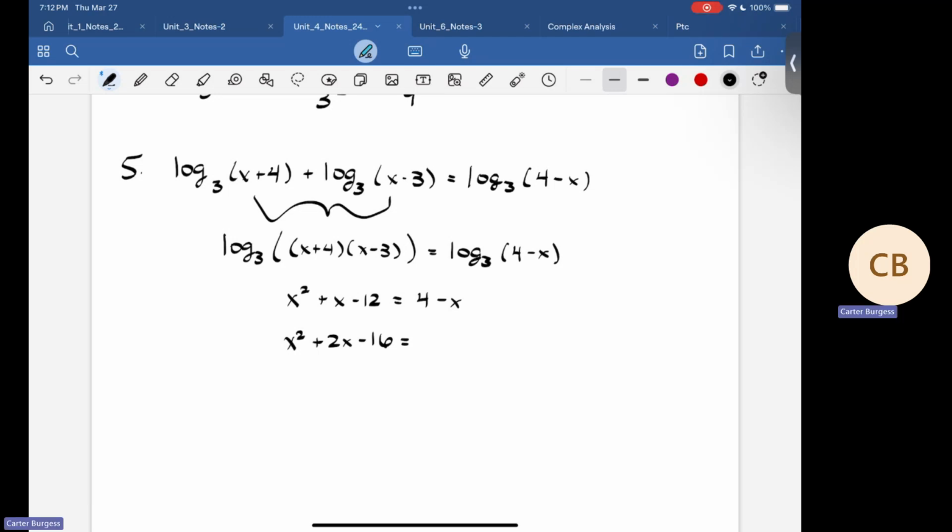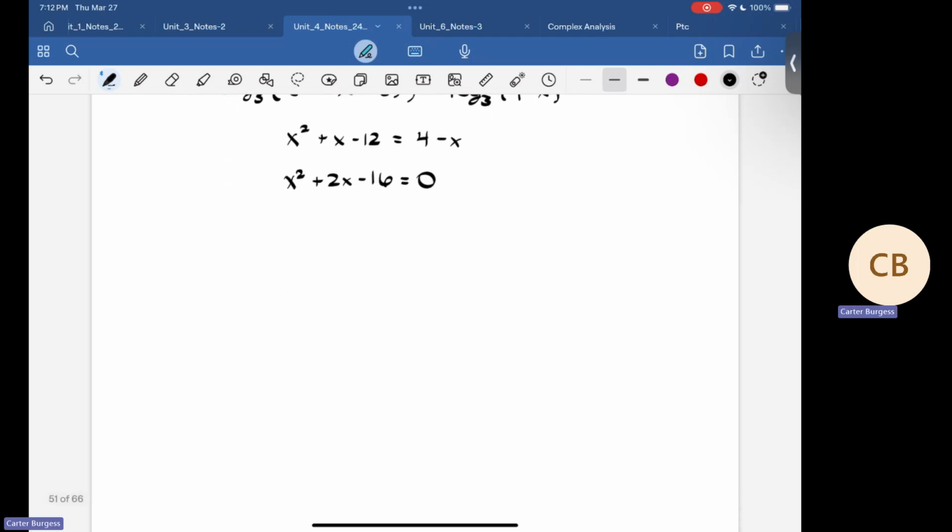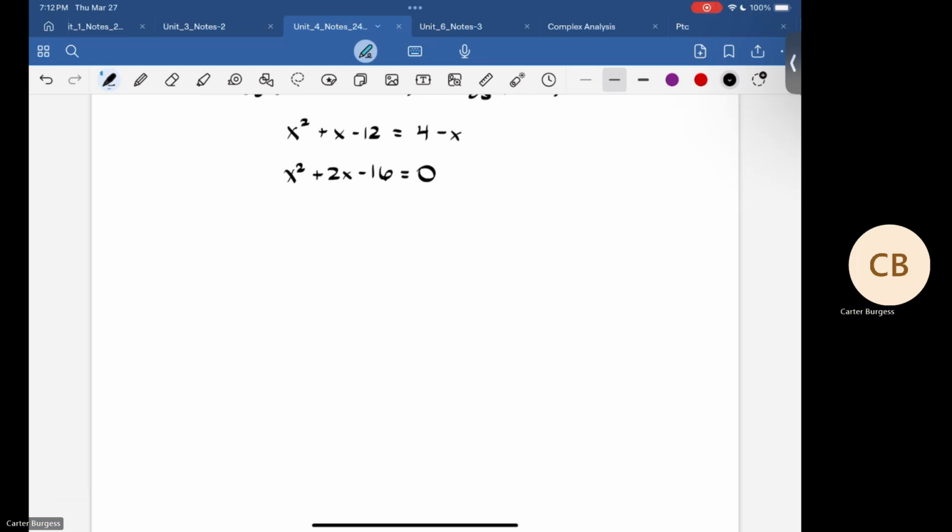Whoa. I messed this up. That's fine. Is equal to 0. That was supposed to be different. That's fine. Oh well.